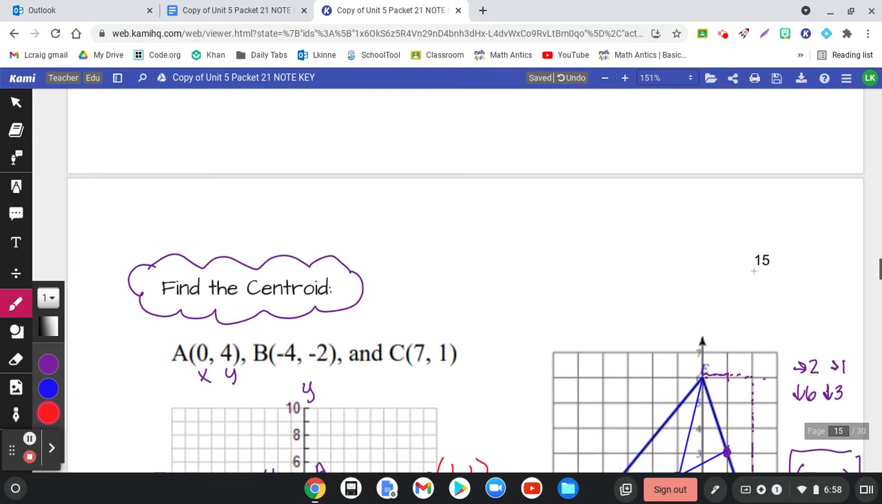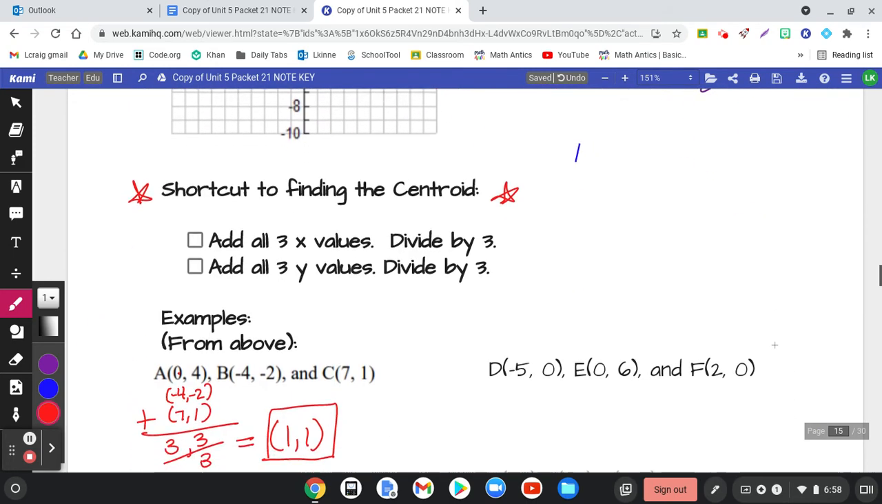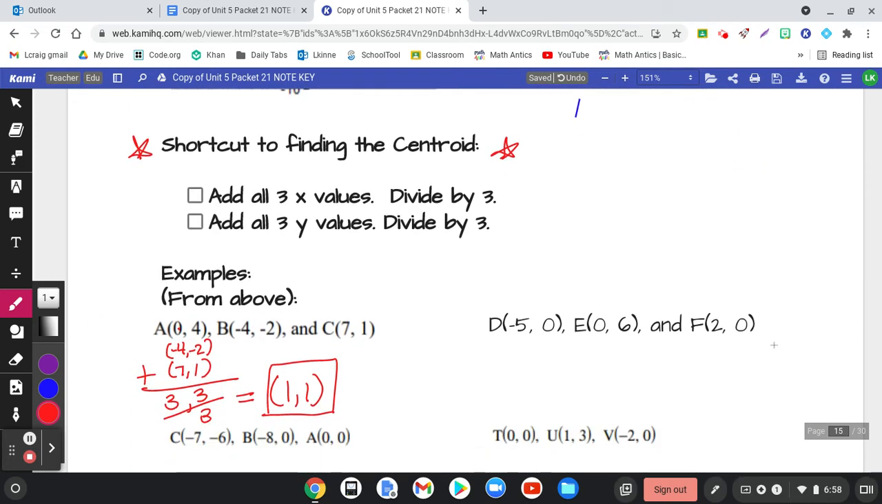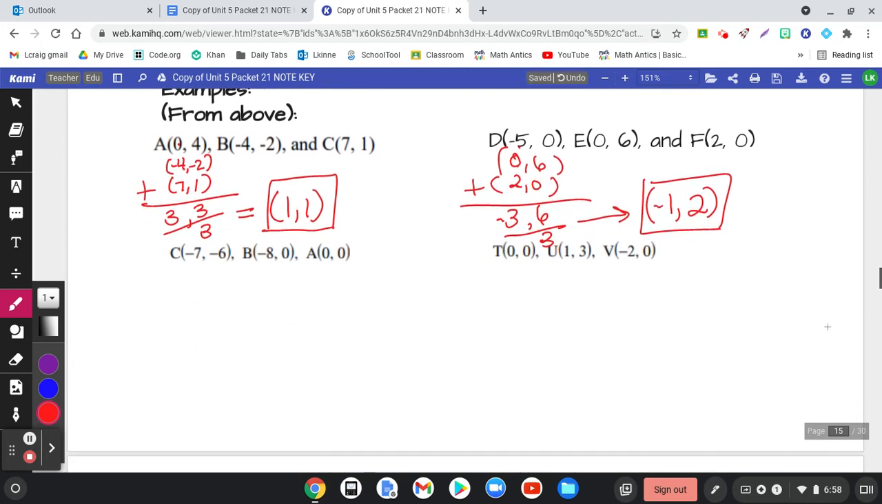So now let's look at the next one. These points I wrote down for you. Let's see if we get -1, 2. All right, so we have -5, 0, 0, 6, and 2, 0. Again, we're just adding all 3. So -5 and 0 and 2 gives us -3. 0, 6, and 0 gives us 6. Divide by 3. -3 divided by 3 is -1. 6 divided by 3, 2. The same thing that we got above.